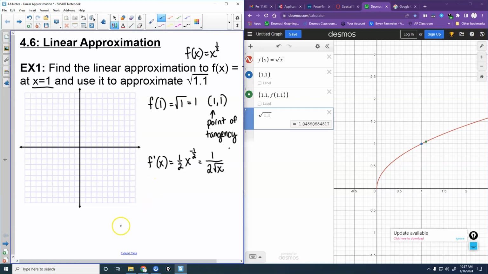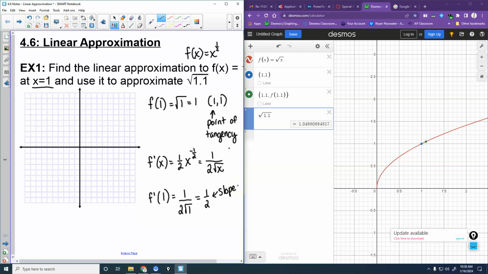And then, now that we have the derivative, we need to plug in 1, because that's our point of tangency, to find the slope at that point. So we'll do f prime of 1. And if you see this on a free response question, it's really important that you label everything as you're doing it. So 1/2 square root of 1, which is just going to give us 1/2. That is our slope.